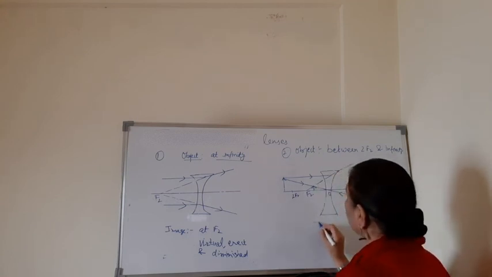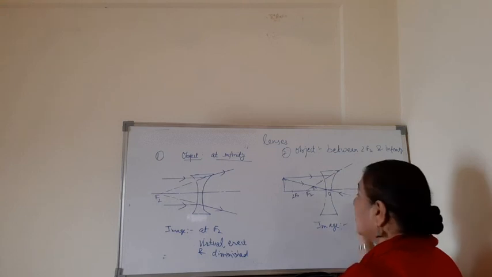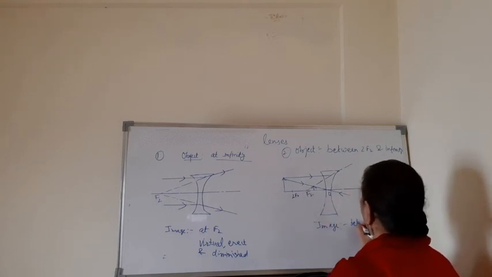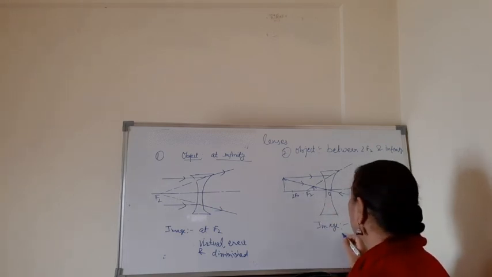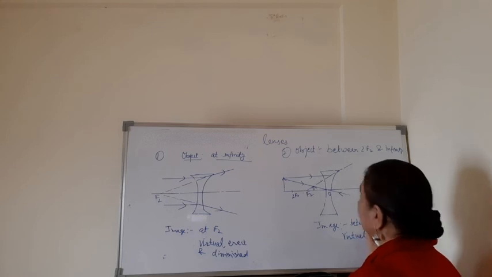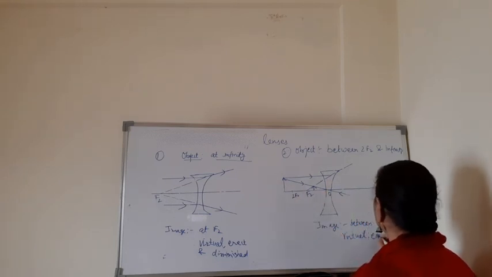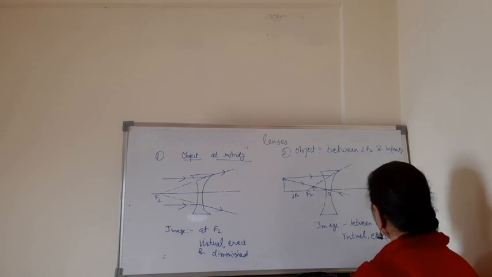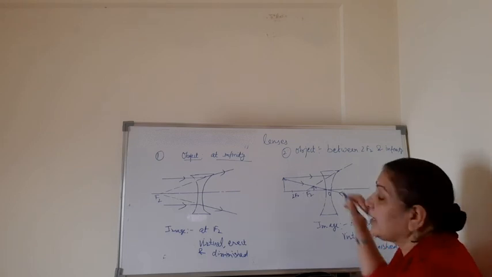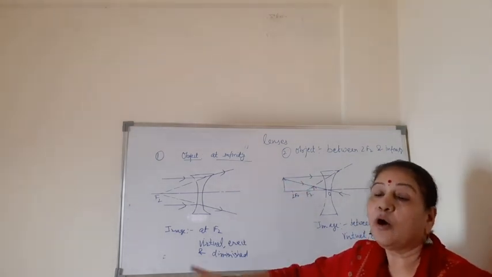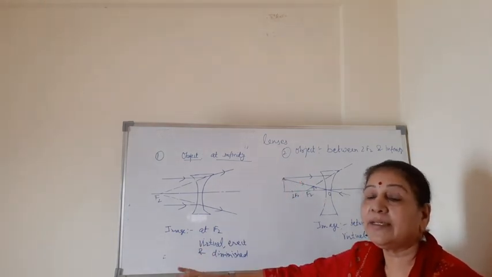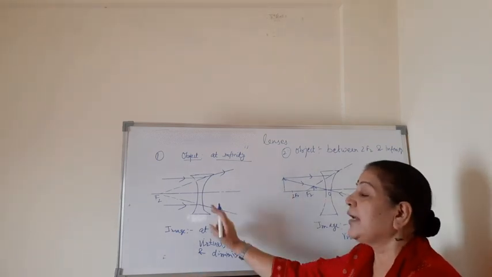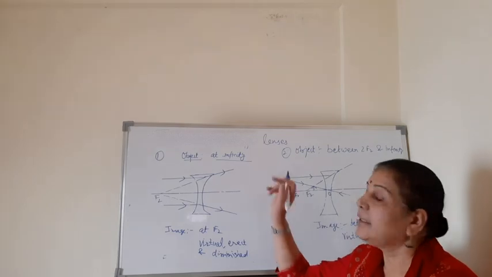So what is the position of the image? It is between F2 and O. What will be the nature? Virtual, because it is on the same side of the lens. Because it is virtual, it is erect and diminished. Always remember that the images formed by a concave lens are always diminished, or smaller in size. So these are the two ray diagrams for the concave lens.